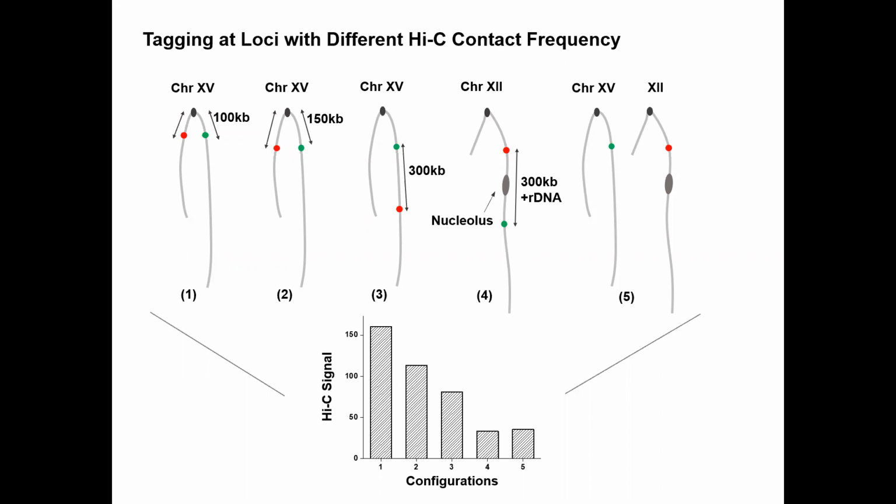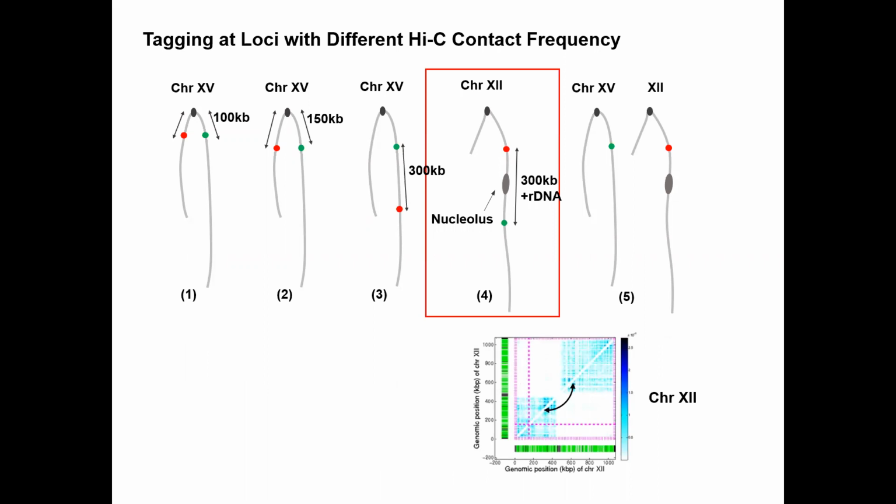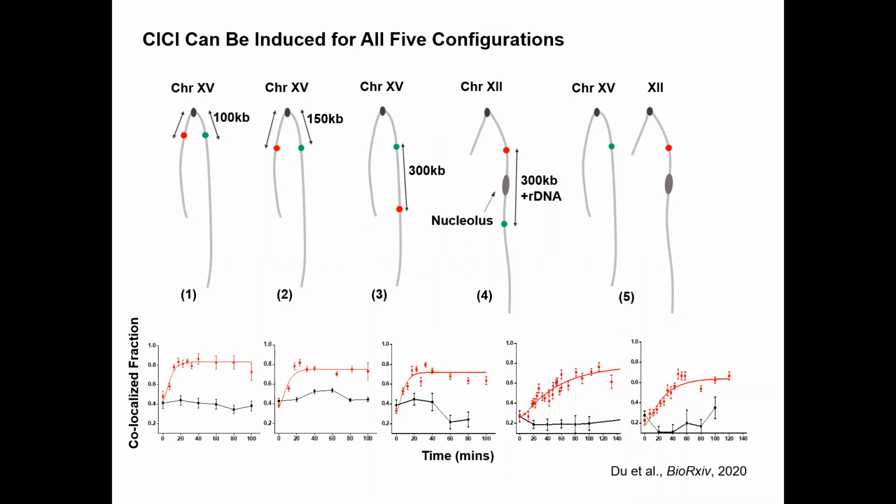This number 4 here is a special case where the 2 dots are put on the 2 sides of the nucleolus, the rDNA. And as I showed you before, the Hi-C measurement has shown that the rDNA separates this chromosome into 2 isolated domains. Okay. So basically, we try to induce interactions across this junction. So it would be very interesting to see if we can actually make it work. When we did CICI on all 5 conformations, you can see that the CICI works in every single case.